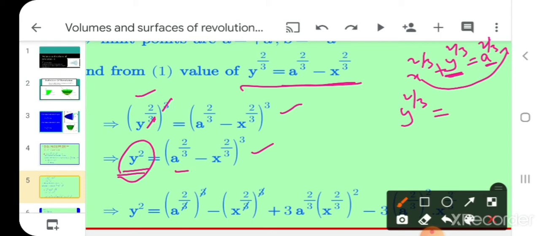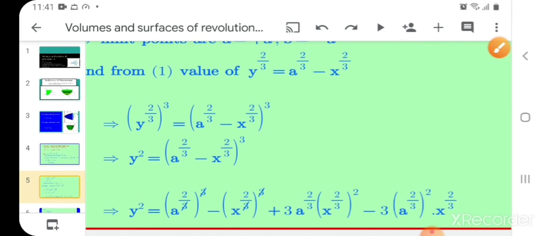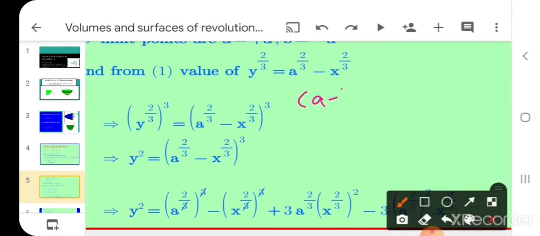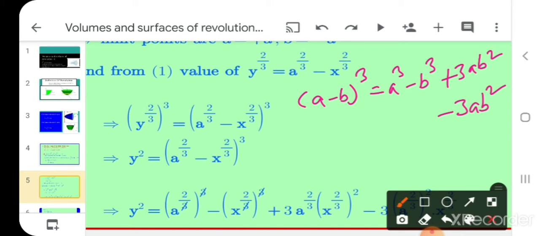But here we have it in the form of (a minus b) whole cube. In the RHS, the term is in the form of (a minus b) whole cube. We know the (a minus b) whole cube formula. What is that? a cube minus b cube plus 3ab square minus 3a square b. This is the formula of (a minus b) whole cube. Now I write this formula here. What is a here? a power 2 by 3 is the a. x power 2 by 3 is the b. This is a, this is b.